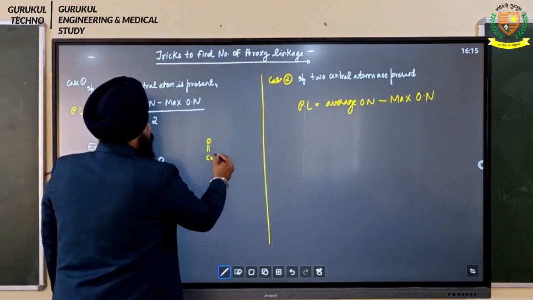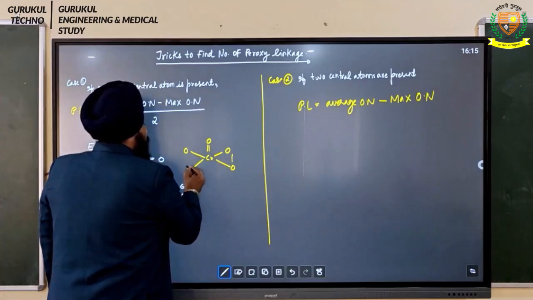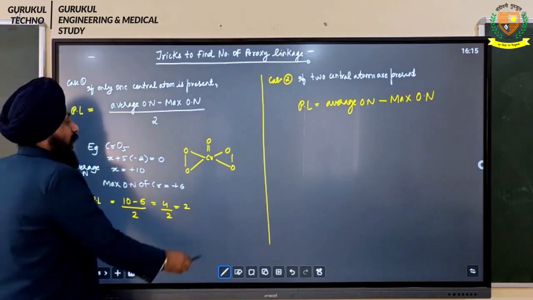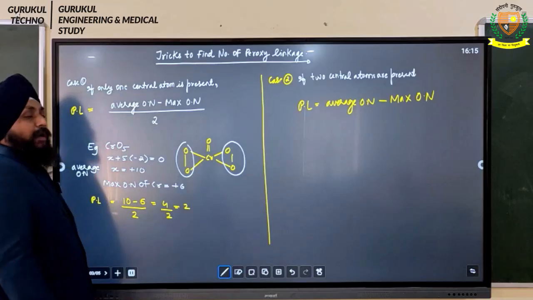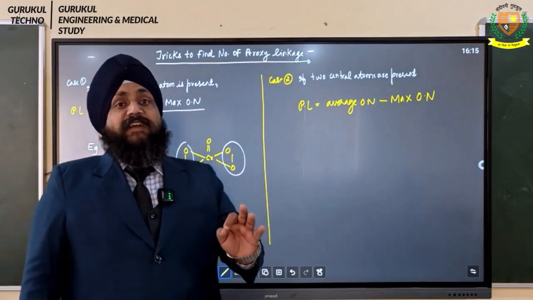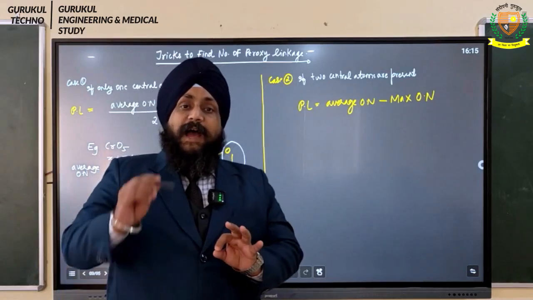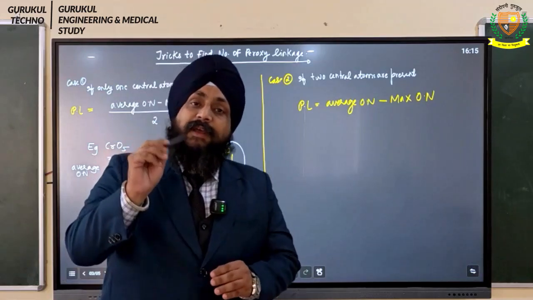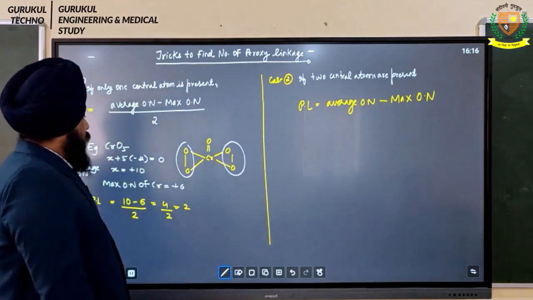This is going to be your chromium pentaoxide. It has a butterfly-like structure, and it contains 2 peroxy linkages. Even if you don't know the structure, you can find out the number of peroxy linkages by the formula: average oxidation number minus maximum oxidation number, and then you divide it by 2.